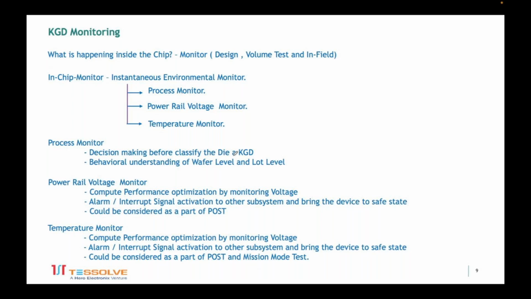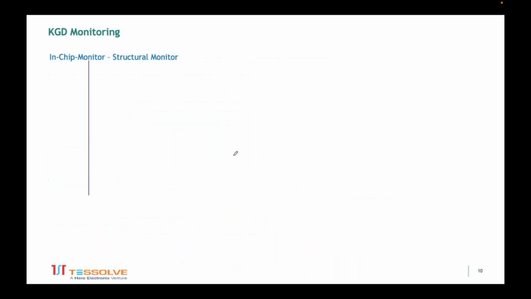considering, if it is there in a bigger scale integration for data analytics and things like that. It can also again be considered for power on self test, and also as a part of mission mode test. Mission mode test means that while the device is working, we could still go and read this, and take some decision based on monitoring the performance of these at die level, and also at the package level.